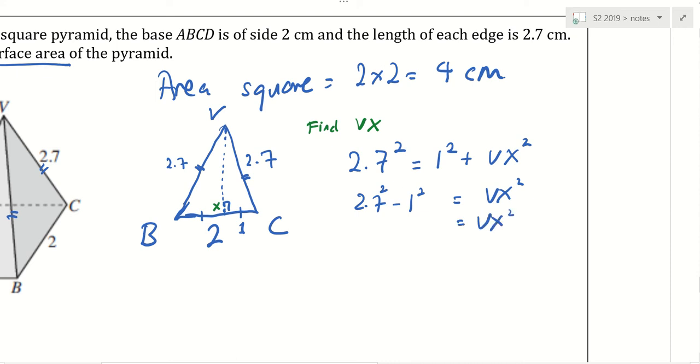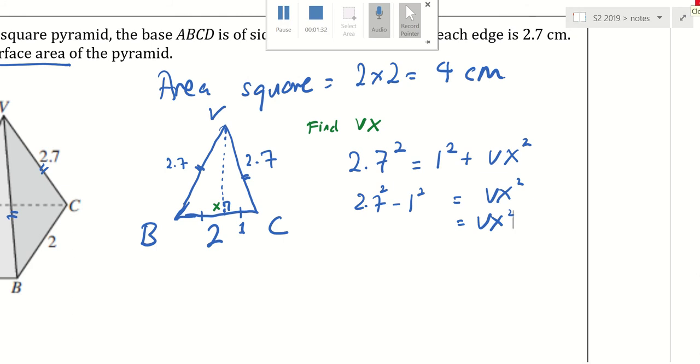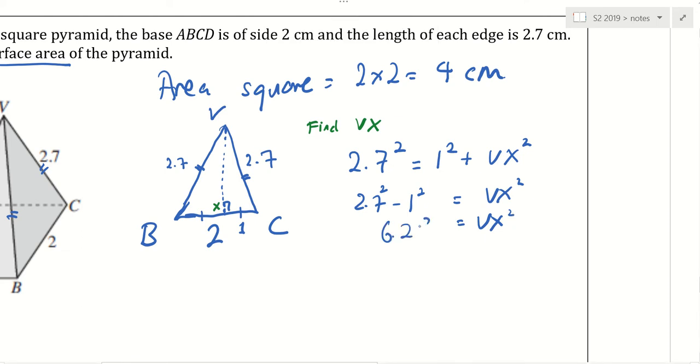Can you press your calculator? Everyone do together. Start. So, what's the answer here? 6.29. Then Vx will be square root. And what's the answer? 3.2. 2.5079.